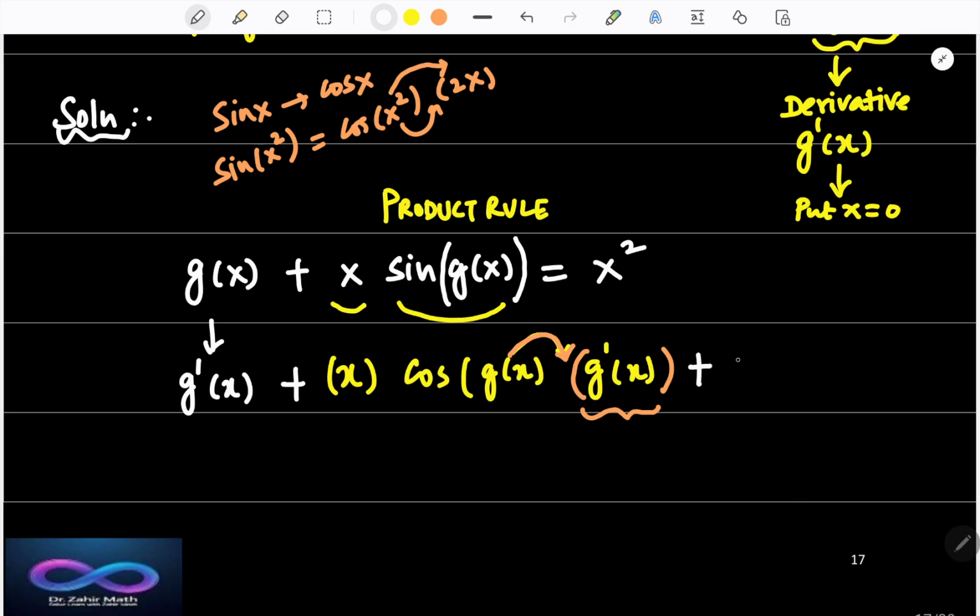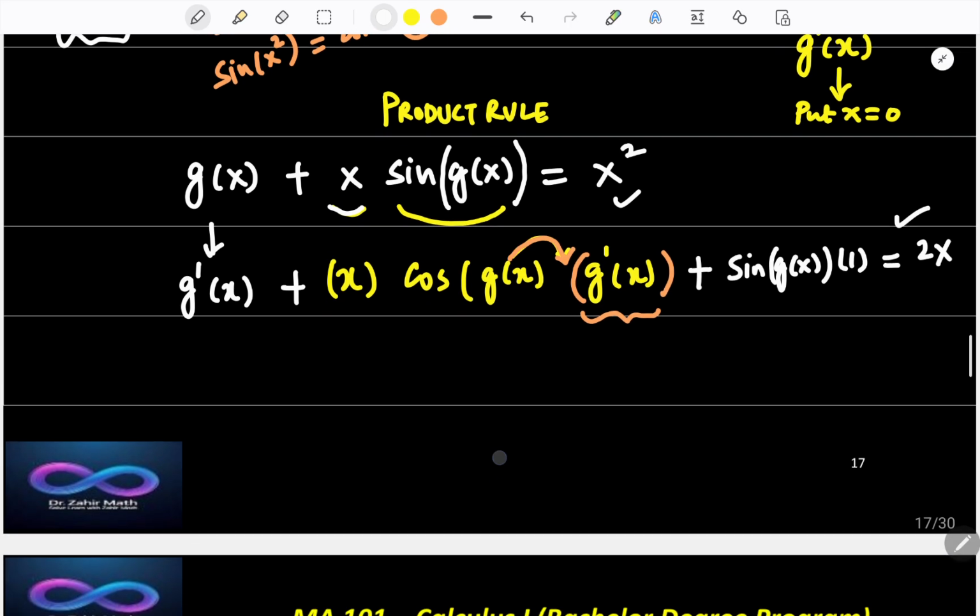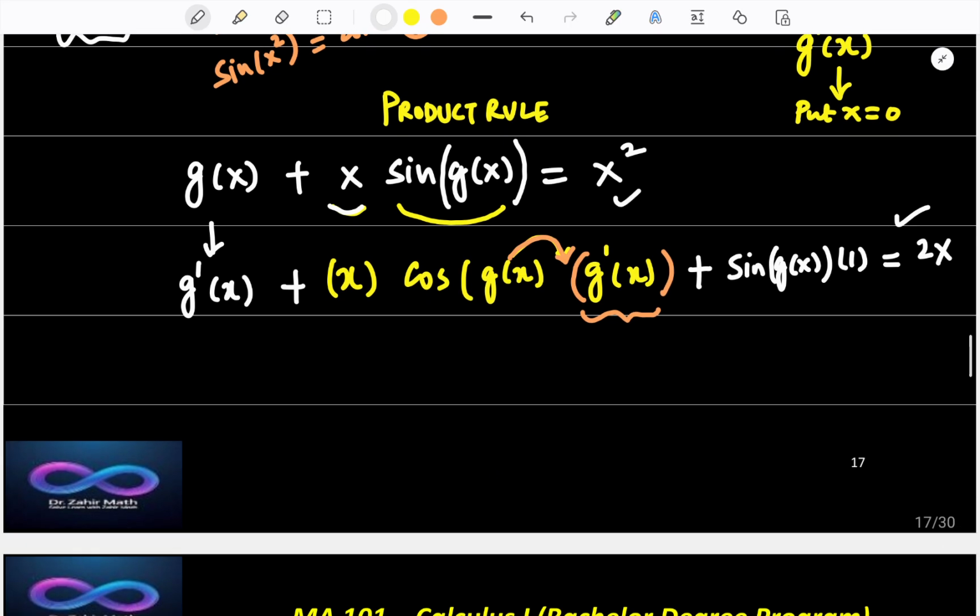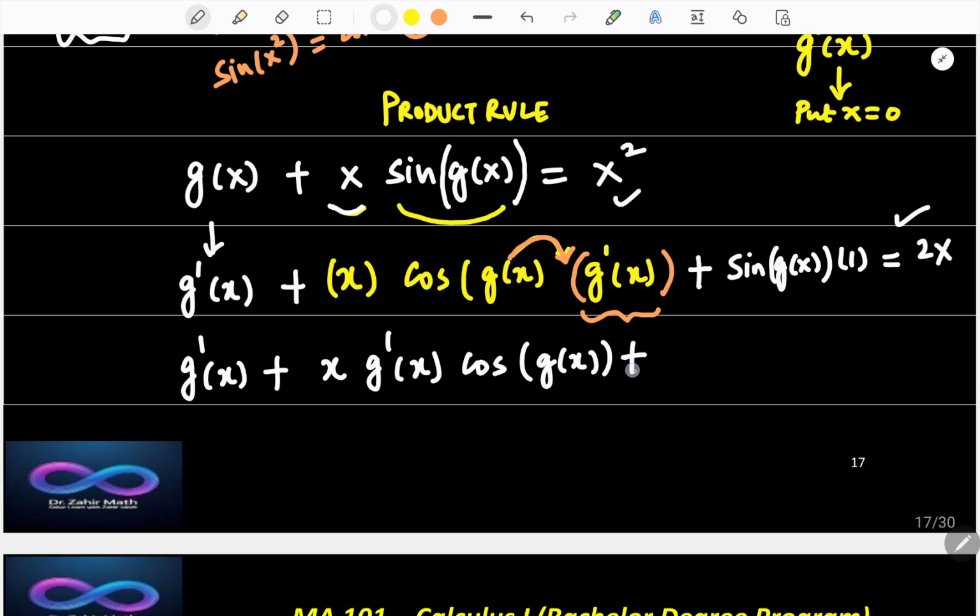Plus, keep sine of g of x, right? And then the derivative of x is what? This one, 1. Equals, what is the x square derivative? 2x. That's it. Now you have to arrange the steps. Wow, nice. So let us multiply slowly and make it. So this is your g dash of x plus x times, I'll bring it to the front, otherwise you'll make a mistake. g dash of x cosine g of x plus sine g of x, okay, right, which is equal to 2x.